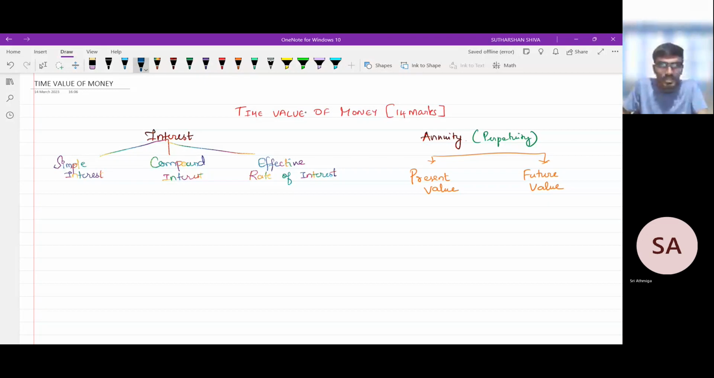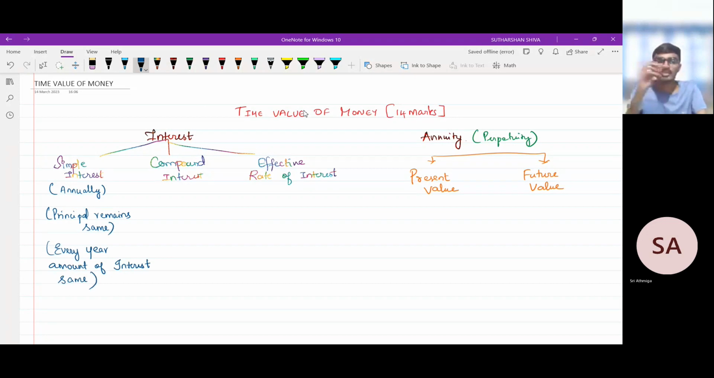In simple interest, interest is calculated annually. The principal is going to remain the same. Next, every year the amount of interest is also going to be the same. These are the main three points.